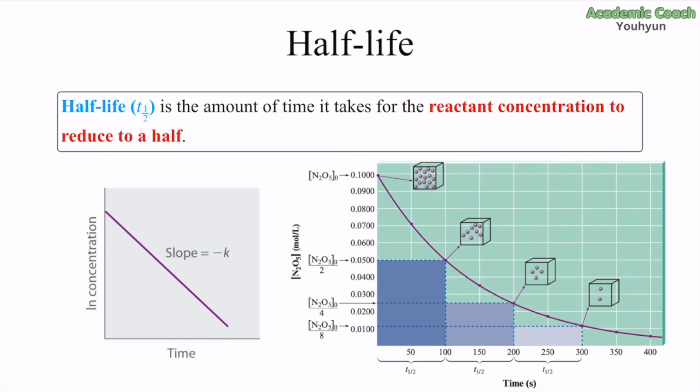And there's something called half life. It's the amount of time it takes for the reactant concentration to reduce to half. So let's say for decomposition of dinitrogen pentoxide, if you plot the concentration of dinitrogen pentoxide over time, then this is the decreasing curve. Initially, the concentration of dinitrogen pentoxide is 0.1 molar. And after 100 seconds, it decreases to 0.05 molar. After another 100 seconds, its concentration reduces to half again. So this time 0.025.